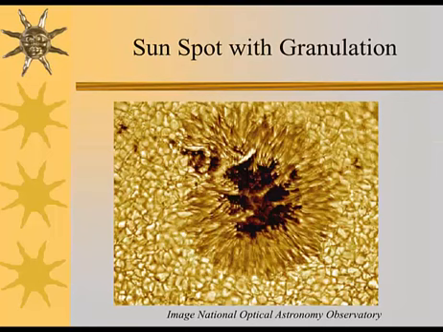This image from the National Optical Astronomy Observatory shows a sunspot with granulation around it. The whiter or brighter areas are areas where there's hot gases welling up from deeper inside the sun. These areas are much hotter, and you can see the depression of the cooler sunspot.